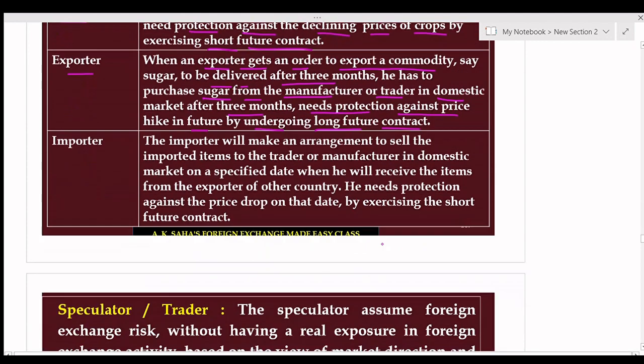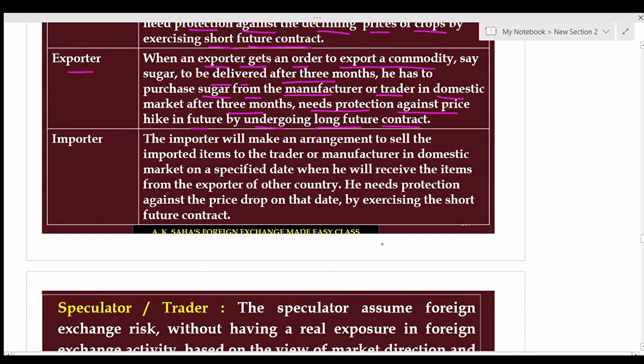Importer. The importer will make an arrangement to sell the imported items to the trader or manufacturer in the domestic market on a specified date when he will receive the items from the exporter of the other country. He needs protection against the price drop on that date by exercising a short future contract.